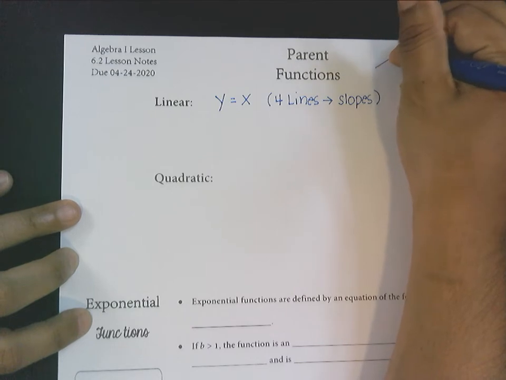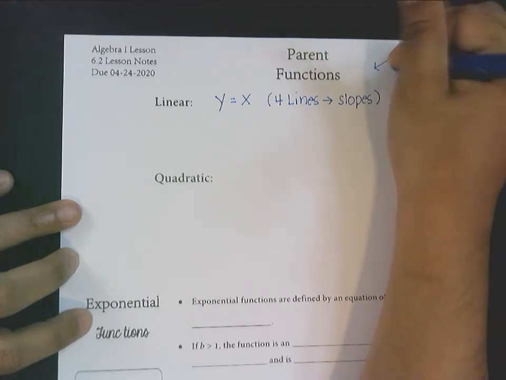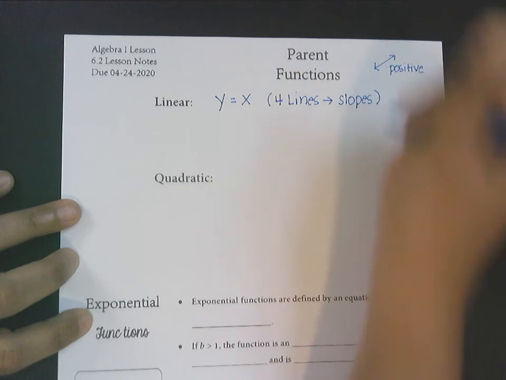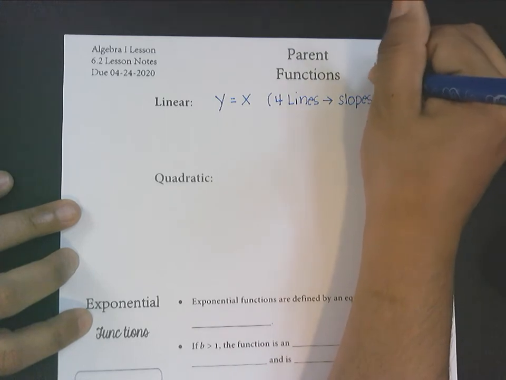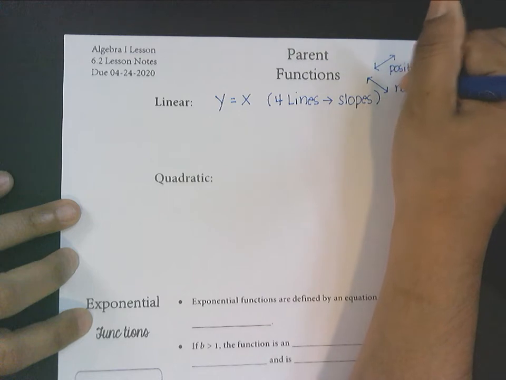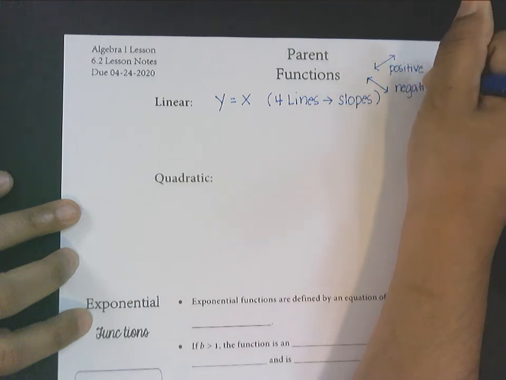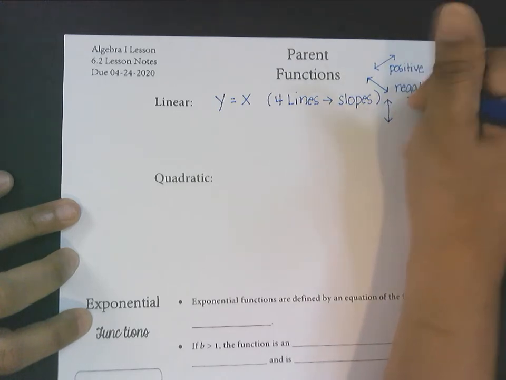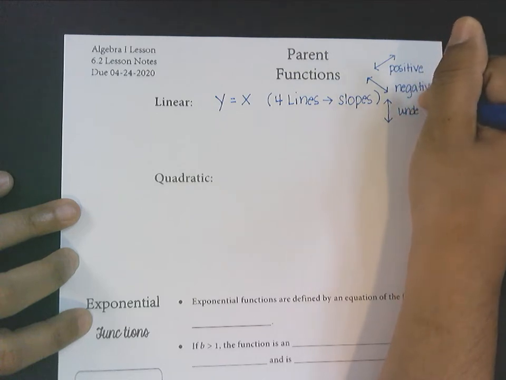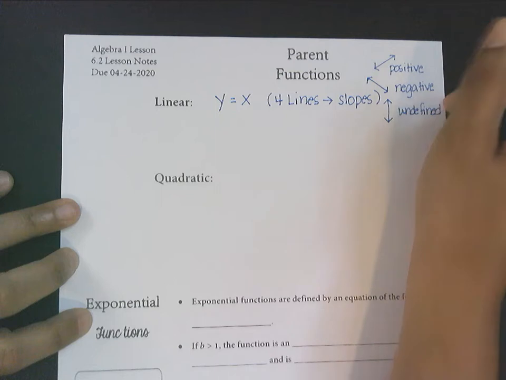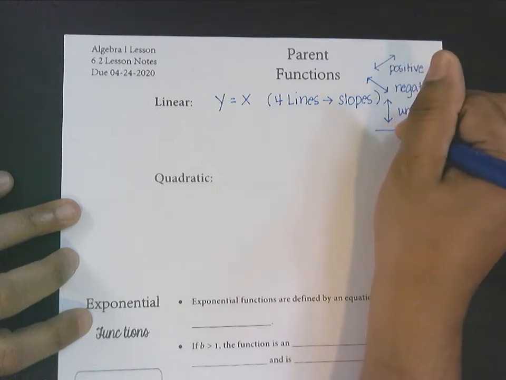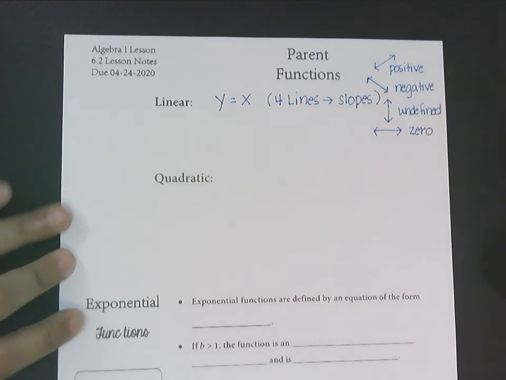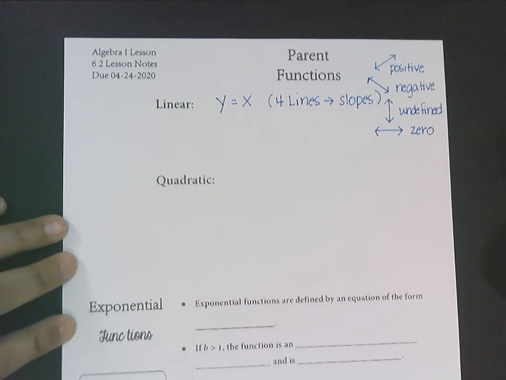And so the first type of slope that you're going to have is your positive slope. And that's a diagonal line. Then we had you find your negative slope, which is also a diagonal line. Then we had your undefined slope, which is a vertical line. And the 4th type of slope is your zero slope, which is a horizontal line. So in linear, you could get those 4 types of lines: a positive, a negative, undefined, and a zero.